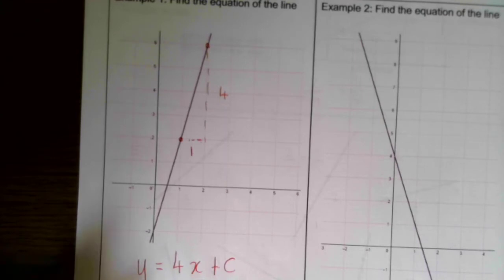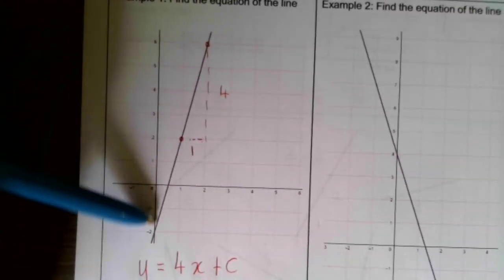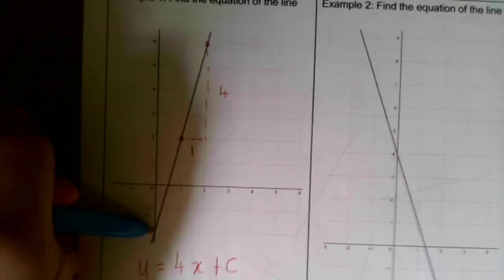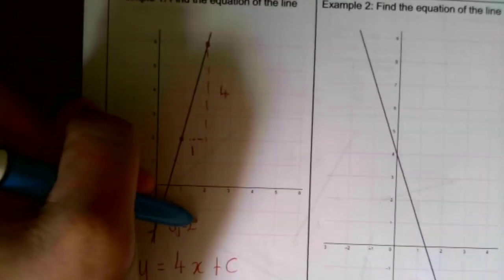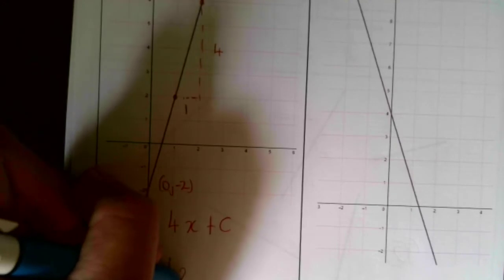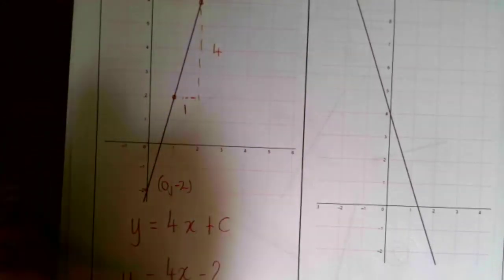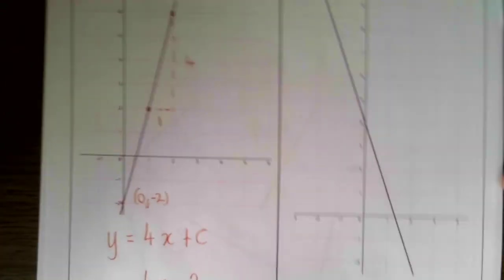Now where is the y-intercept? We're going to go across to x is 0, so where does it cross the y-axis, this vertical line? It crosses at (0, -2). Now remember, the y-intercept x value will always be 0. So the equation of this line is y equals 4x subtract 2. Pretty straightforward.